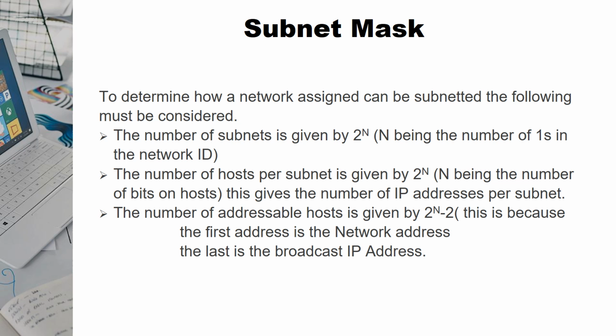The number of hosts per subnet is given by 2 to the power of n, with n being the number of bits in the host part. This gives the number of IP addresses per subnet. The number of addressable hosts is given by 2 to the power of n minus 2, and this is because the first address in the net is the network address and the last is the broadcast address.